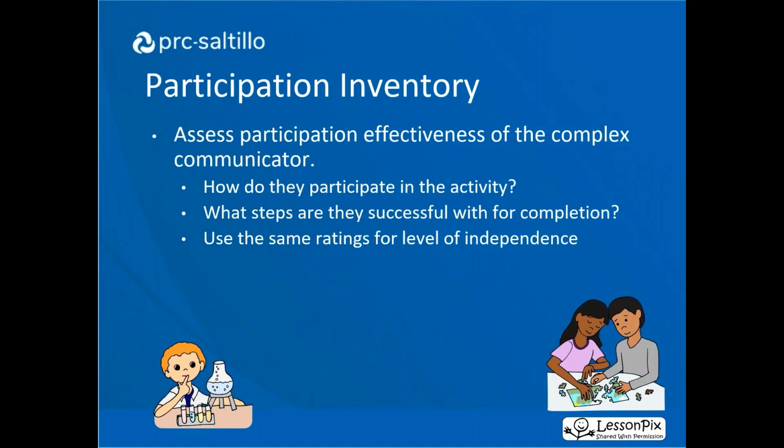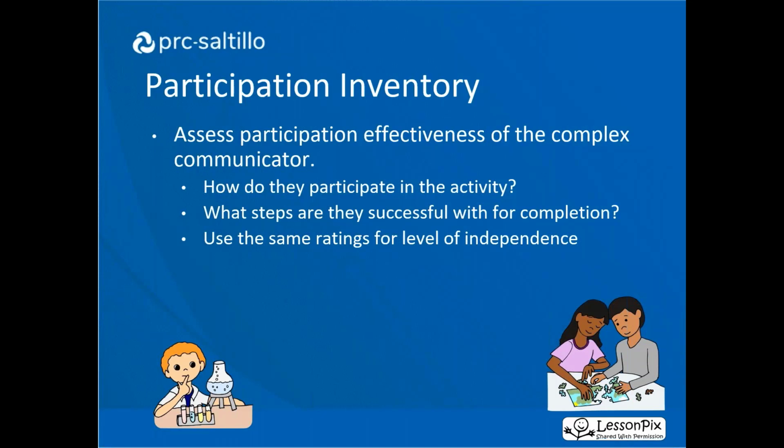We then follow this with an observation of the student with complex communication needs, or AAC possible user. How are they currently participating? And how are they currently communicating in that same activity? What parts are they successful with? And what parts did they have trouble with? And we're going to use that same rating scale to rate their independence with doing the tasks and communicating in those different tasks.